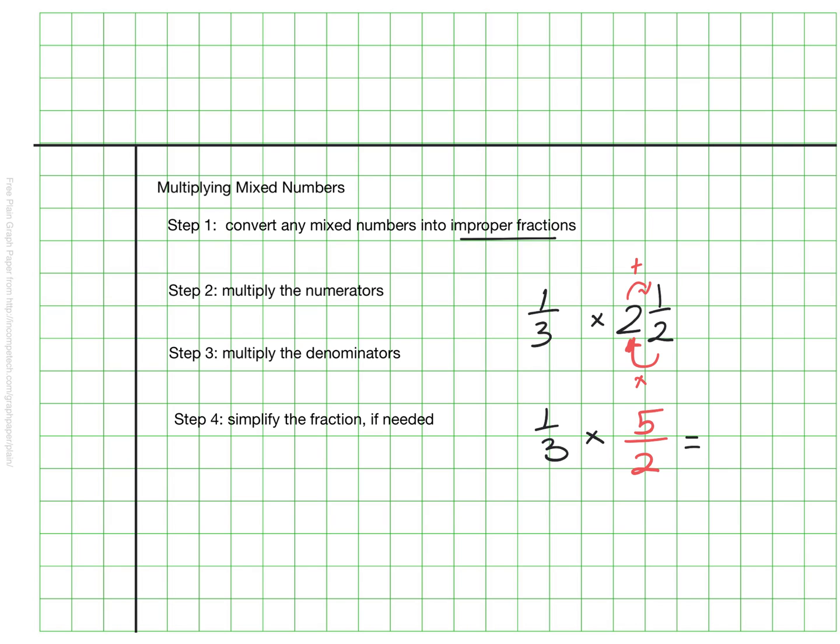I'm going to do 1 times 5 is 5. And I'll do 3 times 2 is 6. So my fraction, just like before, was 5/6. This one doesn't happen to need any simplification, so it's done as is.